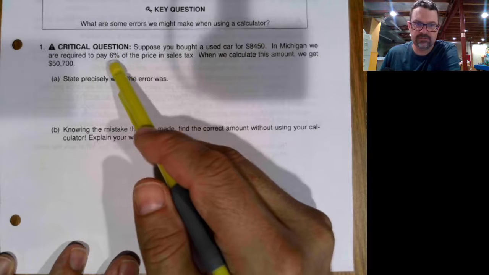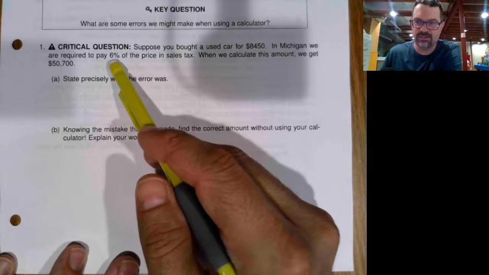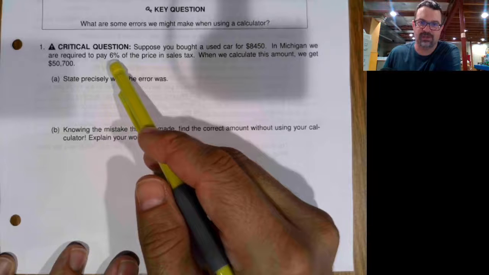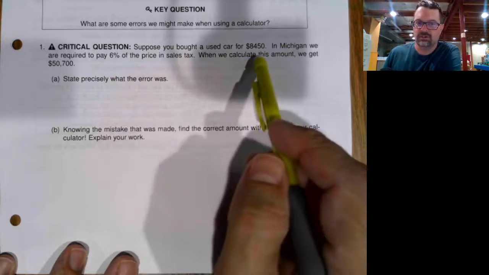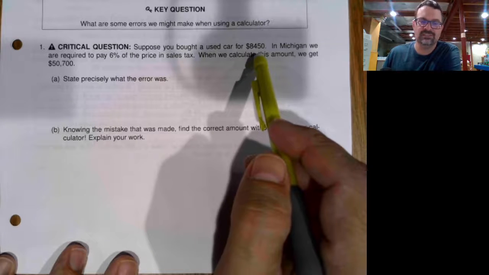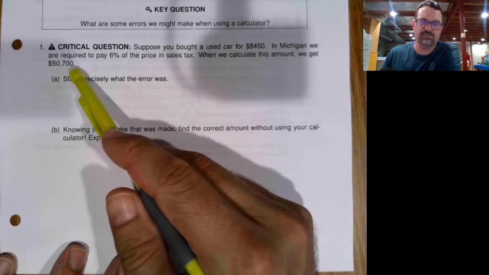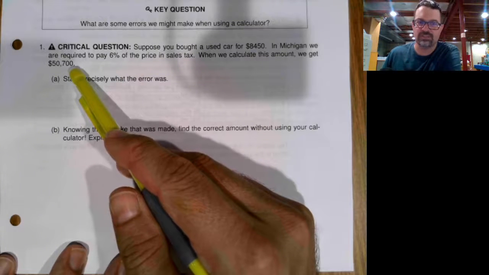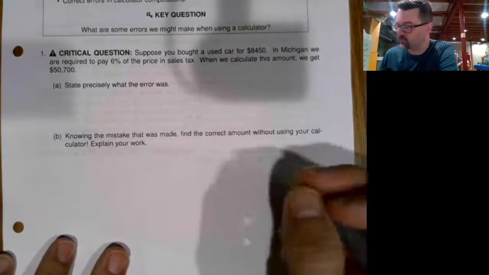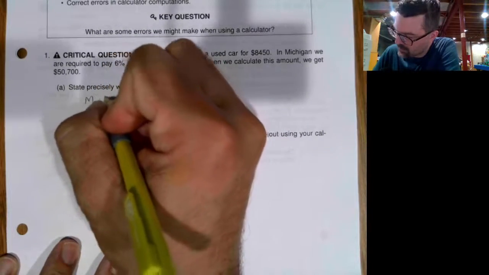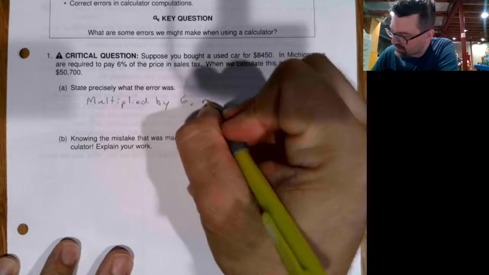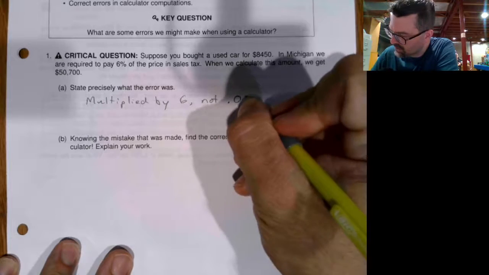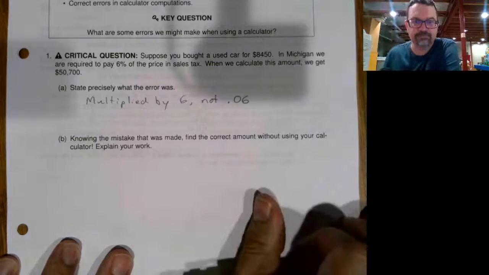Well, how do you compute 6% of something? You may remember that what you do is multiply by 6% as a decimal. So that is, you do our sales amount times 0.06. Well, how did we get this? Probably by forgetting that whole decimal version of the percent and just typing in 6. So, what precisely was the error? Multiplied by 6, not 0.06, which would have been a lot better.